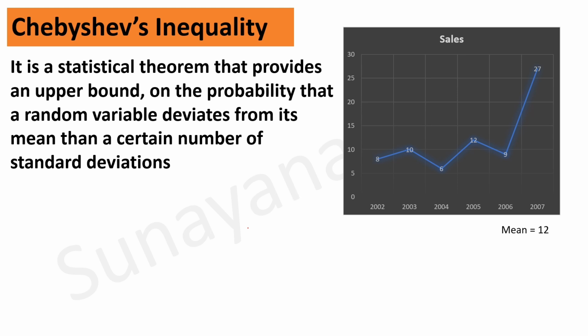See in the figure. Here I have taken some years on the x-axis and sales on the y-axis. In the year 2002, assume the sales is 8, and up till 2007 we have the data. If you calculate the mean for this data, the mean will be equal to 12. So here the standard deviation is nothing but the difference between each observation and the mean.